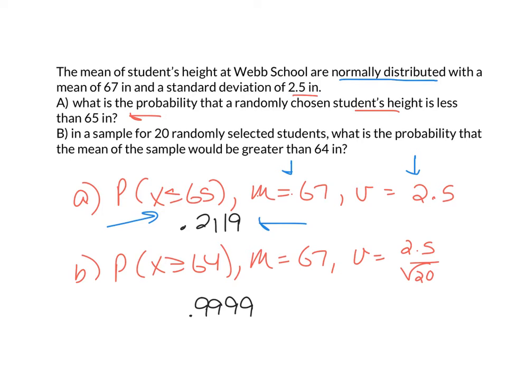The second part, part B, says in a sample of 20 randomly selected students, which is different, what is the probability that the mean of the sample would be greater than 64? So I'll do probability greater than 64, same mean, but your standard deviation is now 2.5 divided by the square root of 20, because you have to take into account it's a sample. Punched that in my calculator, got 0.9999, which I would expect because that's pretty low. Most people are taller than 64, so it worked out pretty good.